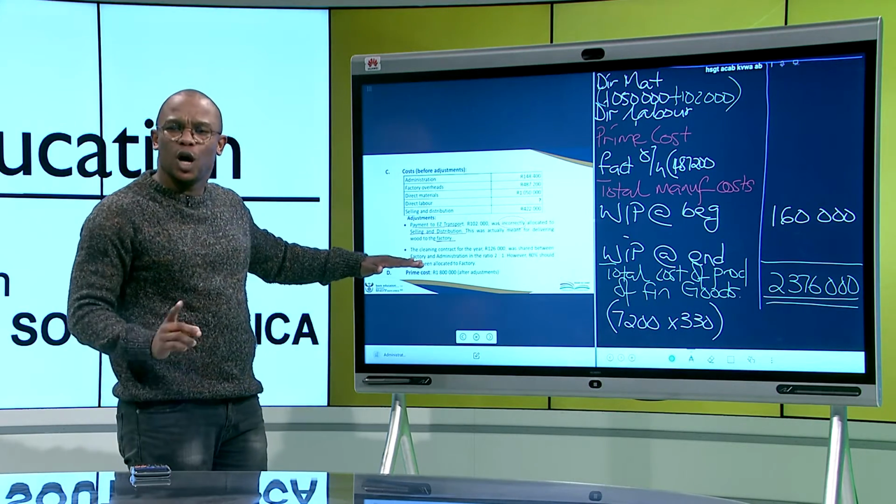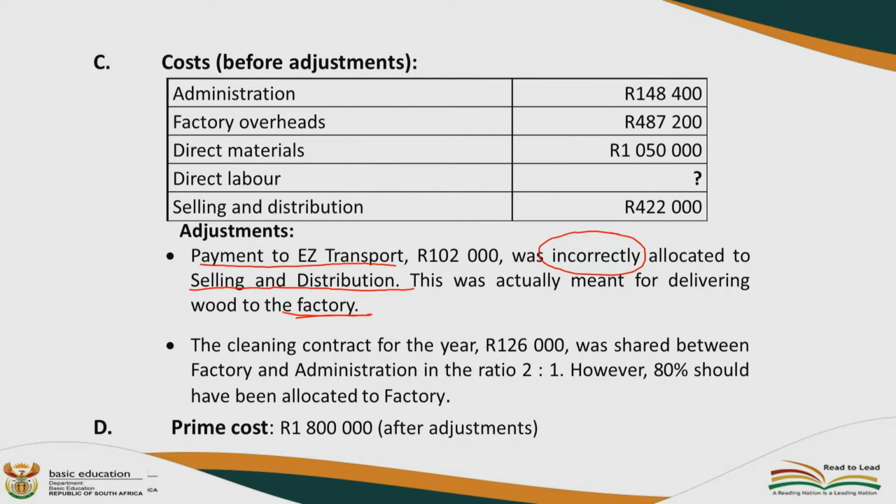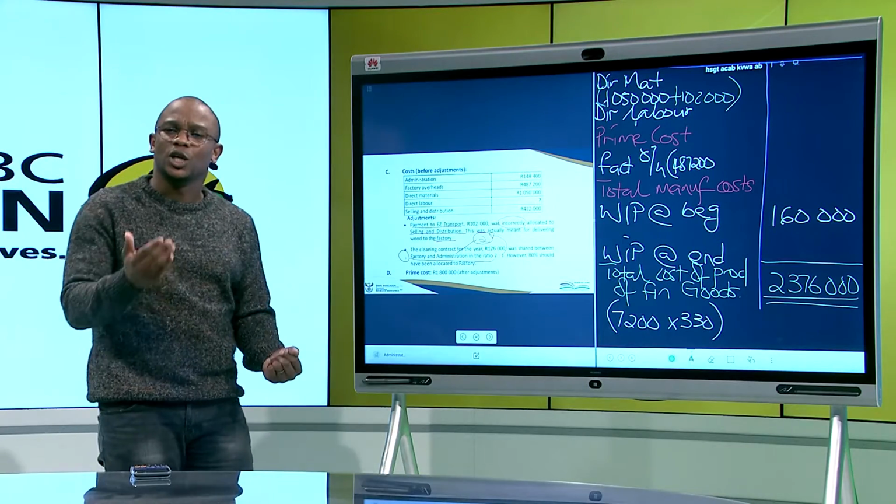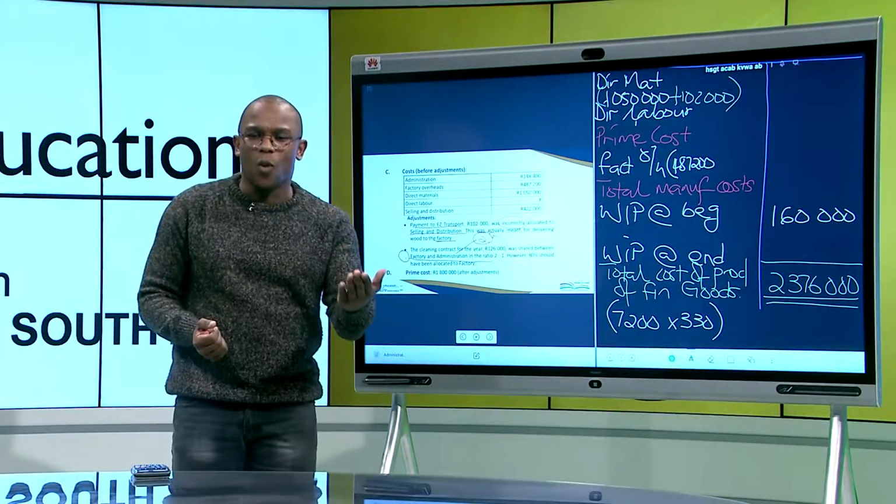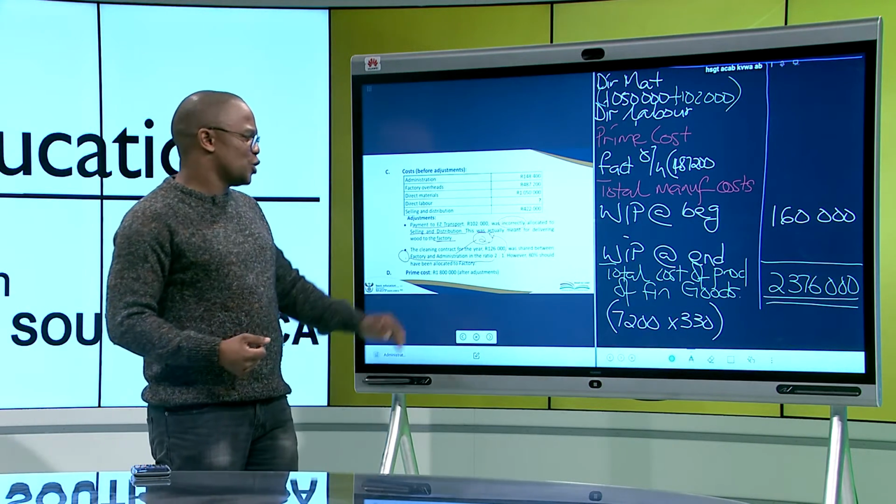They say the cleaning contract for the year was 126,000 rand. It was shared between what? Factory and administration. Factory is number one, and administration is number two, in the ratio 2:1. What does that mean? It means these two represent the factory, whereas this one represents the administration. So you check the order as to how the transaction was stipulated. They said factory and administration, then 2:1, meaning 2 is your factory, and 1 is your administration. So let's rectify this.